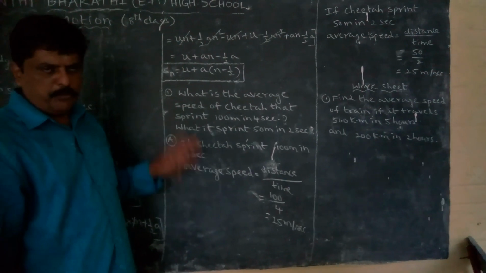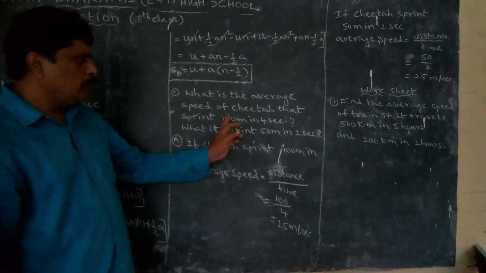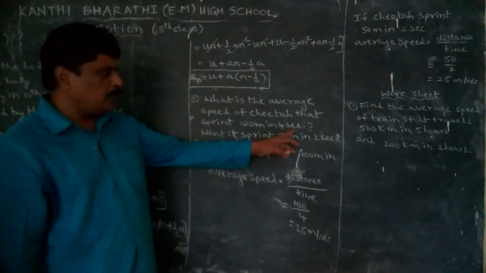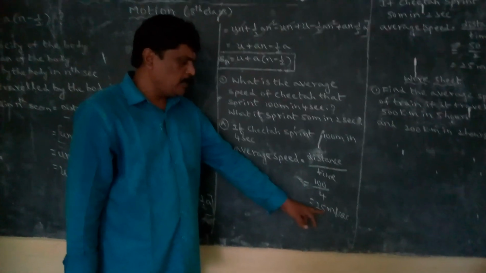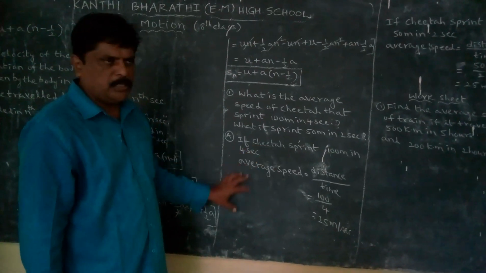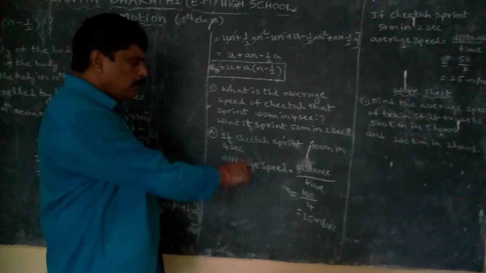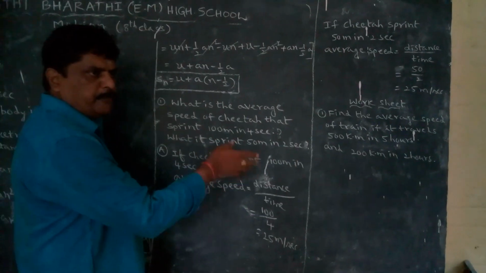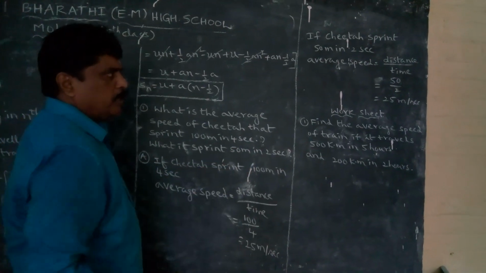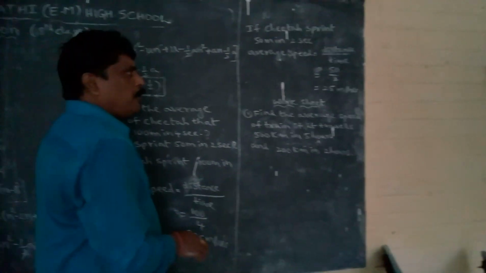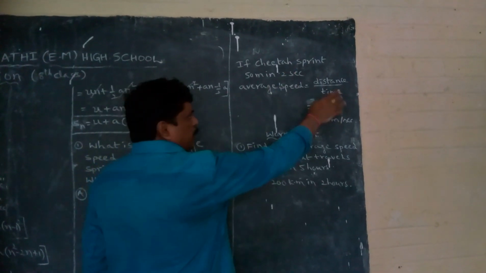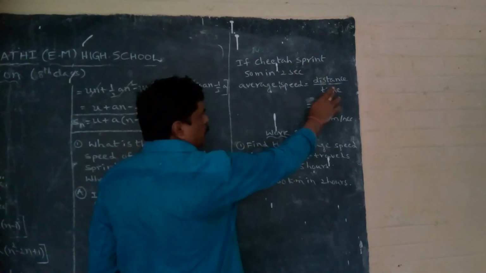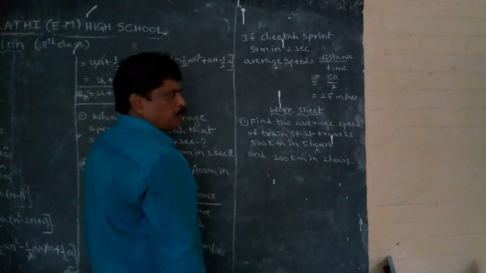So you have to use the formula for average speed, distance by time. Here the distance travelled by the cheetah is 100 meters and the time is 4 seconds. So distance by time is 100 by 4, and we get 25 meters per second as the average speed of the cheetah. Another question: what is the speed of the cheetah if it travels 50 meters in 2 seconds? The formula is distance by time. The distance is 50 meters and the time is 2 seconds. So 50 by 2 is equal to 25 meters per second.